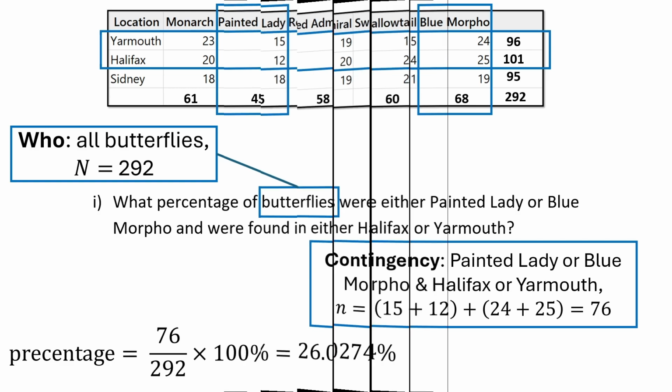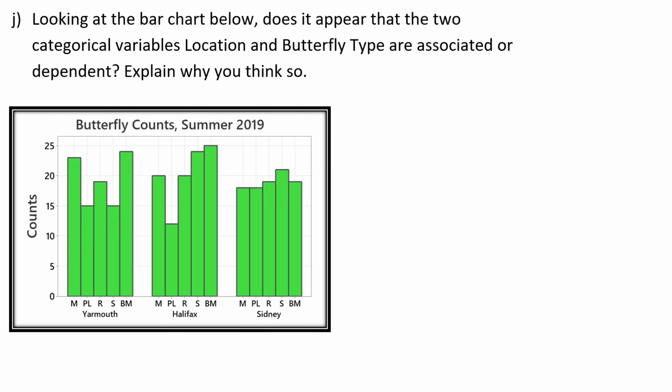So I think that's all of those. And next now we're going to the other part of this section where we look at a bar chart that's giving us a visualization of our two categorical variables. And we have to determine whether the two categorical variables are dependent or associated. Or otherwise, they could be independent and not associated. So this is the thing we're trying to look at.